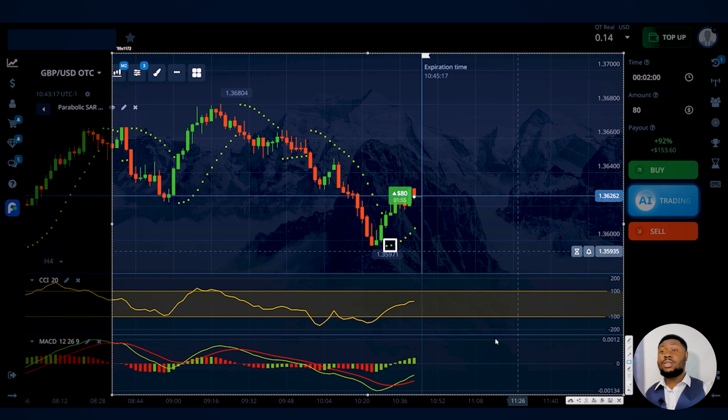The second signal was given by CCI. In this situation, the level of -100 is important for us. The indicator line was built below this level. There was a downtrend. Now the indicator line crosses the level of -100 and was built above it. It is directed upward. It is a signal of price increase.